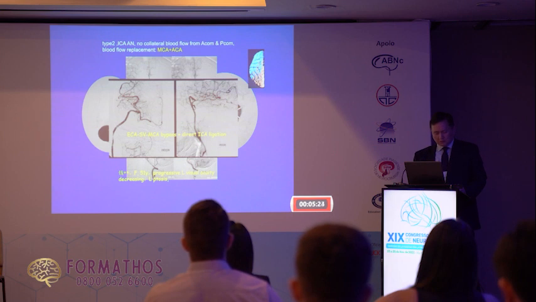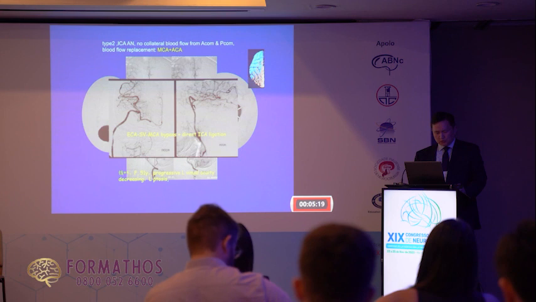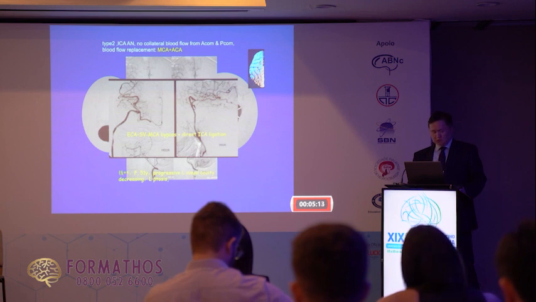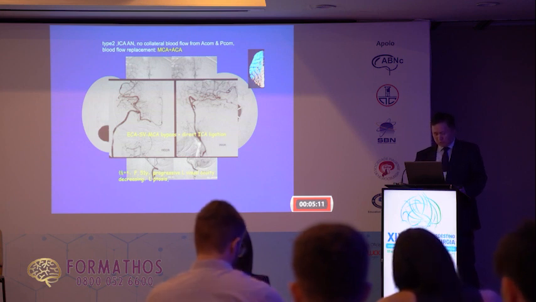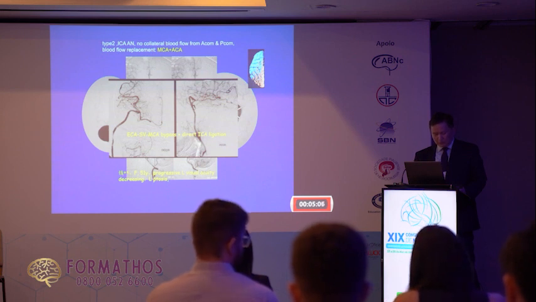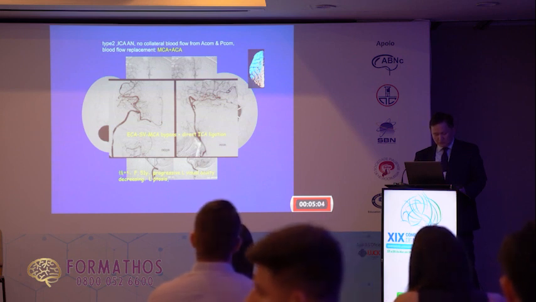So we have to replace the whole hemisphere's blood flow. For the donor artery, we chose the saphenous vein. You can see after the saphenous vein transplantation, the blood flow totally replaced the whole hemisphere's blood feeding. So then we directly occluded the ICA.